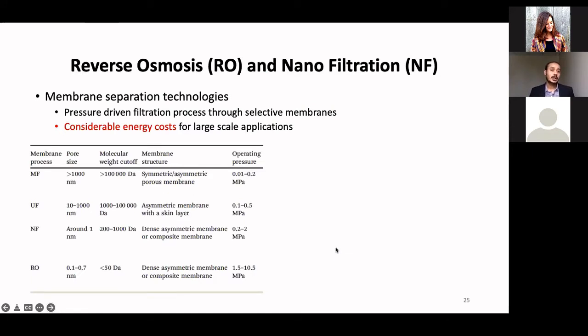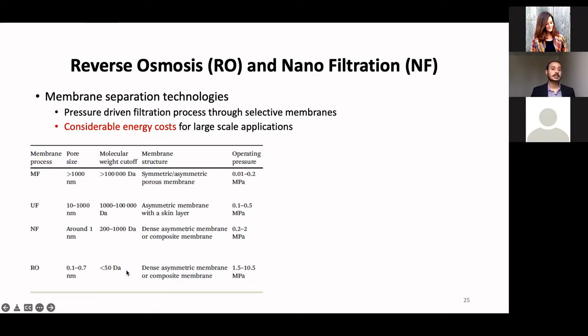So, going on to the next technology, which is reverse osmosis and nanofiltration. These are membrane separation technologies which rely on pressure-driven filtration through selective membranes. As these are energy-intensive processes, they are associated with considerable energy costs for large-scale applications. The different membrane treatment processes are summarized in the table on the left. They could be microfiltration, ultrafiltration, nanofiltration, and reverse osmosis. You can see the reverse osmosis pore size is the smallest, 0.1 to 0.7 nanometer in size, whereas microfiltration has pore sizes larger than 1,000 nanometers.